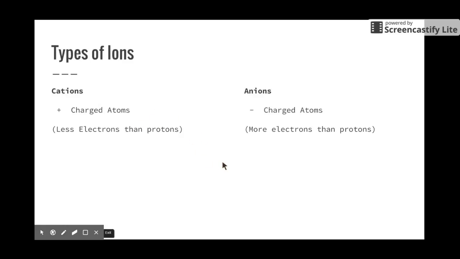So there are two types of ions. There's cations that are positively charged atoms. That's what we call atoms that have a positive charge. We call them cations. Anions, on the other hand, are negatively charged atoms.